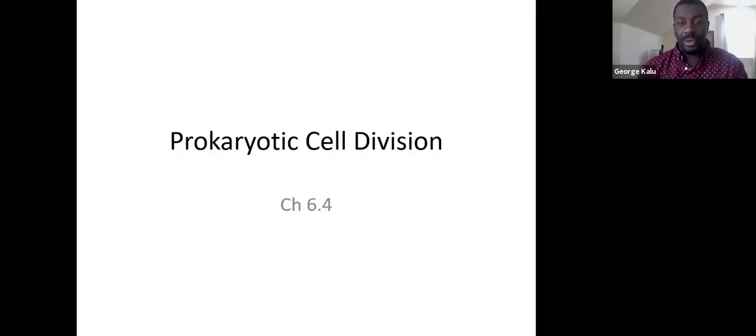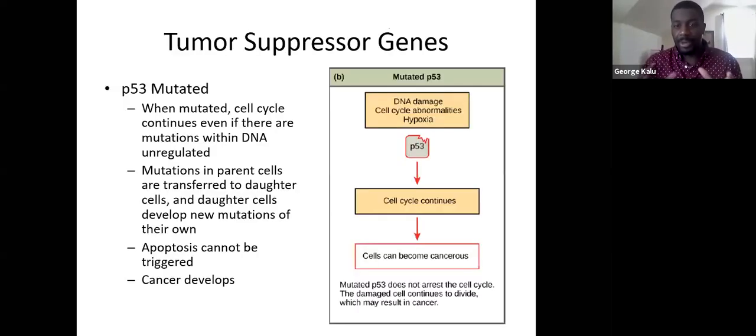So the next topic here is going to be looking at prokaryotic cell division. Prokaryotic cell division happens very similarly to mitosis. So we're shifting gears very intensely here. Actually, before we go any further, are there any other questions on cancer before we go forward?